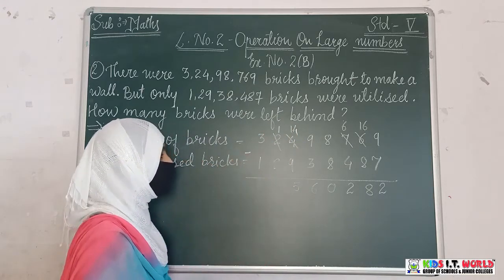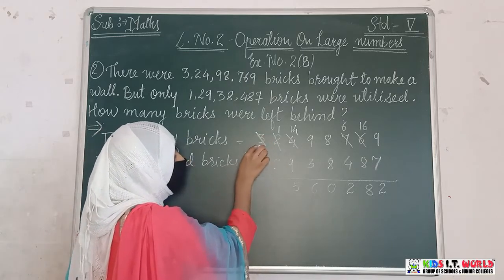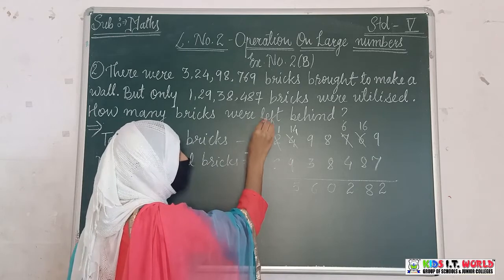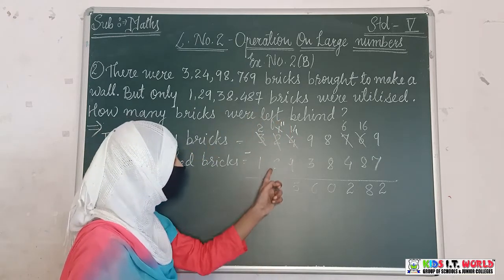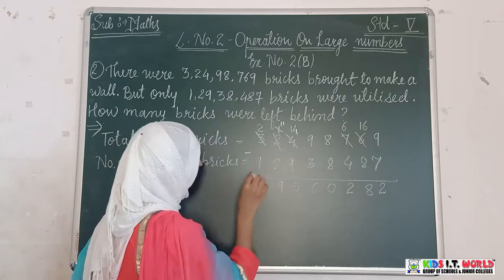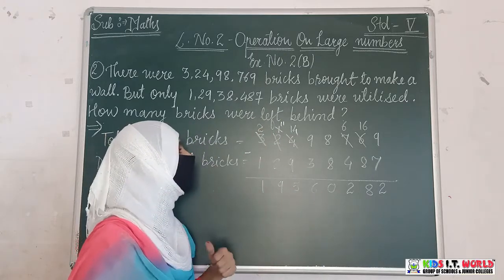1 minus 2, again it is not possible. To complete this, we will borrow from the other number. So it will be 2 and this will be 11. 11 minus 2, it is 9, and 2 minus 1, it is 1. Hence, here we got the answer.